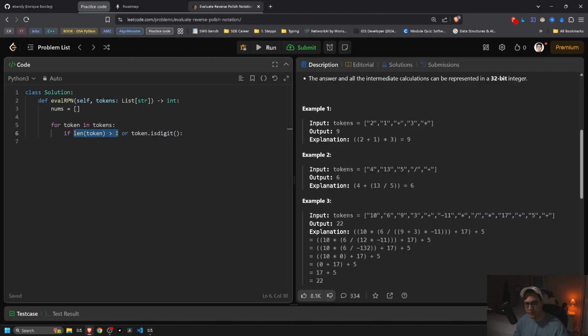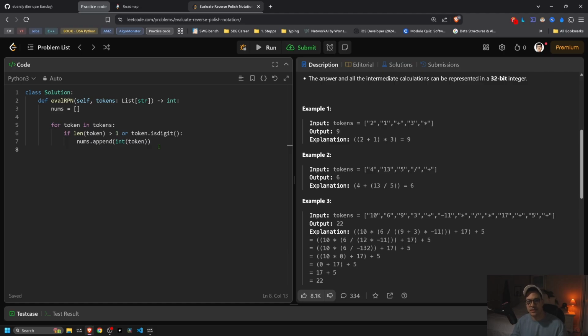Is it a negative number or is it a positive number? If that's the case, then we're going to say nums append, and we want to make sure we're appending an integer. We don't want to keep the string in this case. So we're going to cast it, calling int with the token, just like that. Perfect.